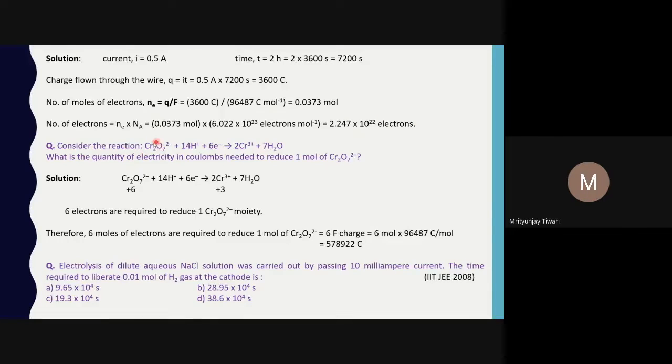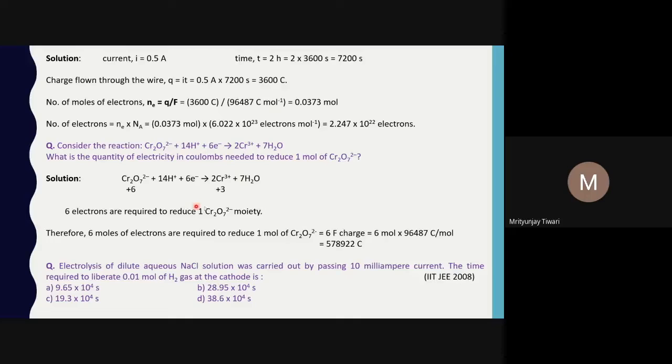So consider the reaction: dichromate ion plus 4H plus and 6 electrons gives 2Cr3+ plus 7H2O. What is the quantity of electricity in coulombs needed to reduce 1 mole of dichromate ion? This chemical reaction is already given here. What we see is that per mole of dichromate ion we require 6 moles of electrons, or per dichromate ion we require 6 electrons.